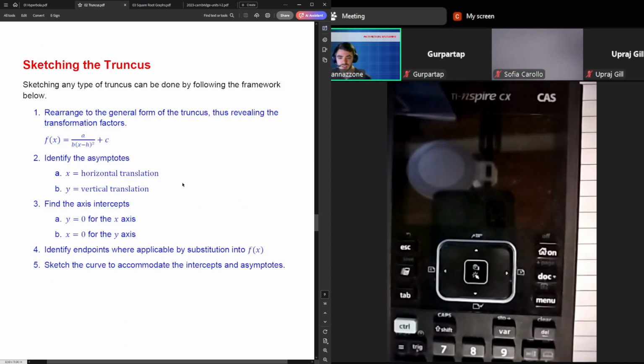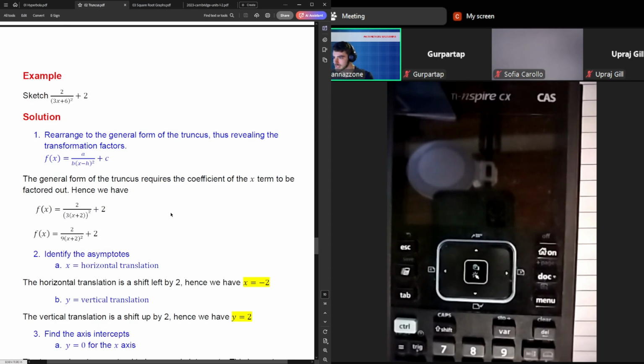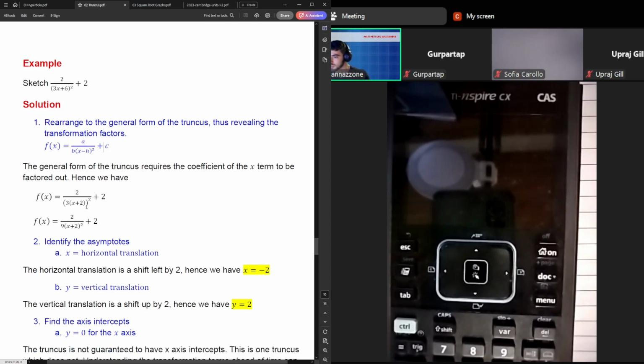Sketching it, as you might imagine, is also quite similar. You still want to know asymptotes, you still want to know axes-intercepts. So once again, we're going to try and rearrange to make sure we can clearly see what those transformation factors are. This one is slightly trickier because you need to know your index laws a bit better. But fundamentally all you're doing is taking this coefficient of 3 out the front, and I've gone a step further by taking it out of the square as well, which means you have to square it on the way out.